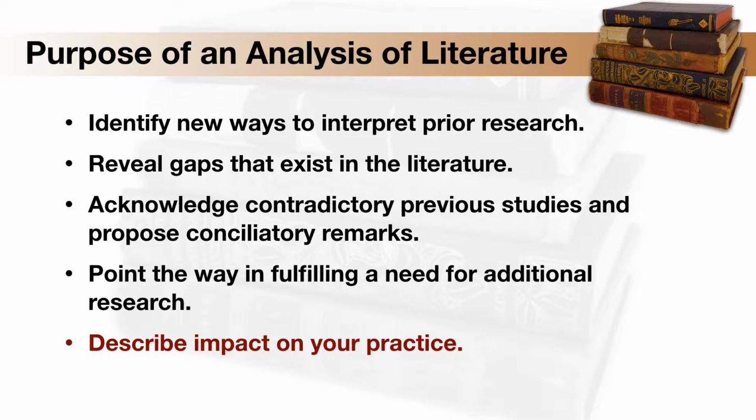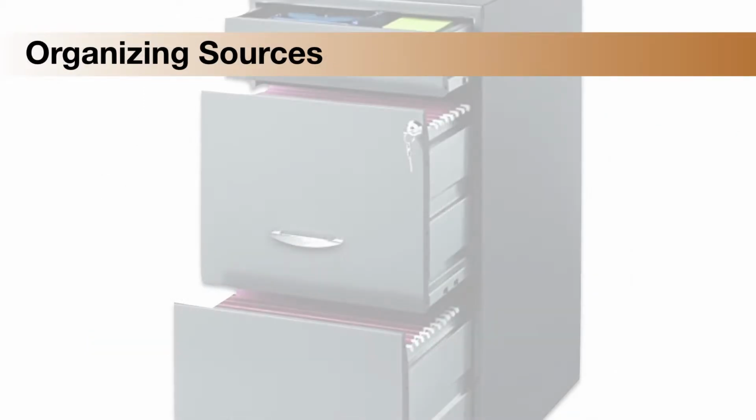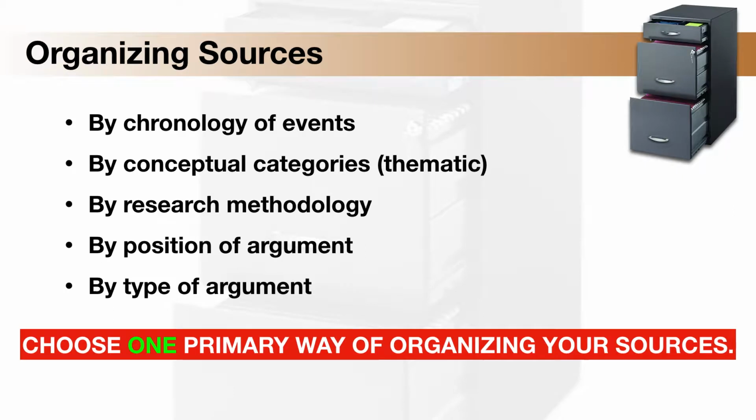To move toward a cohesive capstone project, you must consider how to organize your sources to deliver a meaningful synthesis of your research. This can be achieved in several ways. You can organize your sources by chronology of events, by uncovering themes, through description of methods, by positioning arguments, and/or through the delineation of types of an argument. So, what do each of these organizational strategies entail?